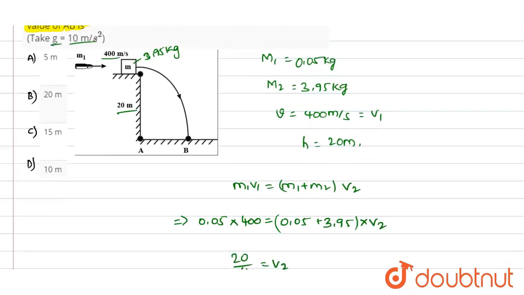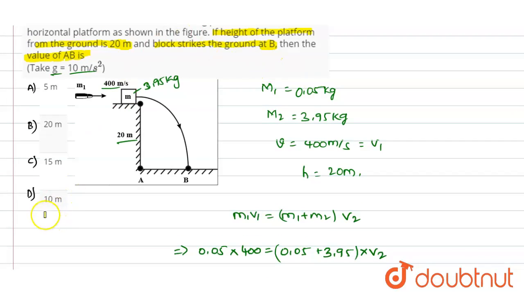Out of these four options, if you see option D, we have 10 meters. So option D is the correct answer for this question.